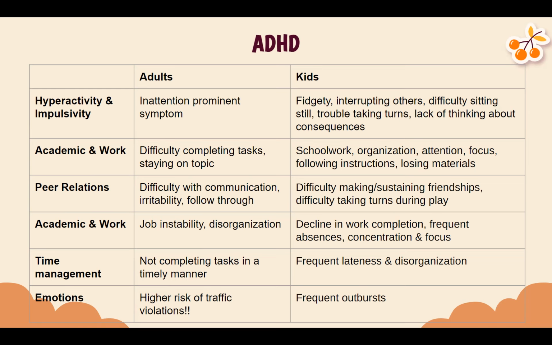And then their emotions. I thought this one was super interesting. In adults with ADHD, they have a higher risk of traffic violations just because of lack of concentration, and they're just difficulty staying on task. And then kids might have frequent outbursts. So here's the thing though, you can probably see that there's a theme, and we're just looking at these 3 disorders, and there's a theme with kids that sometimes things look the same.